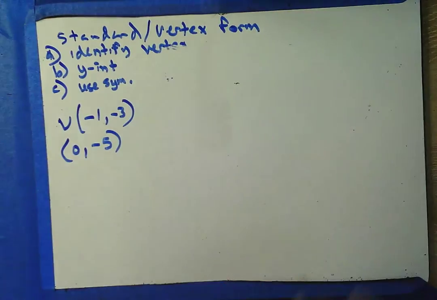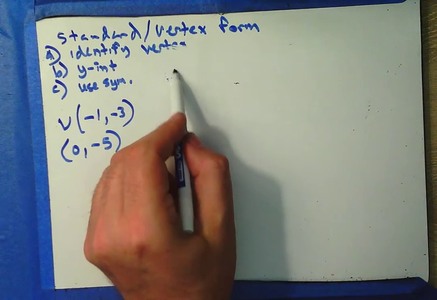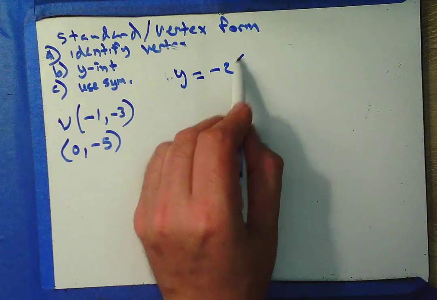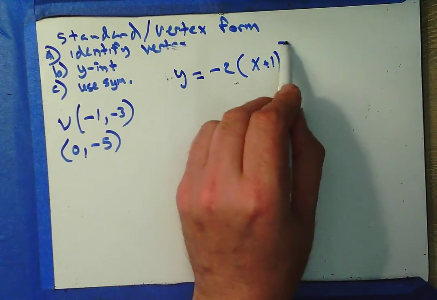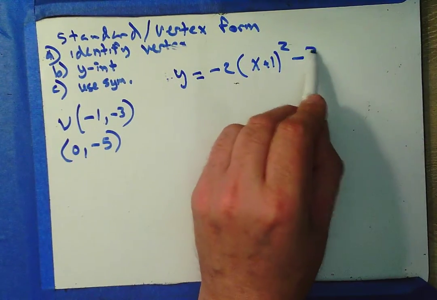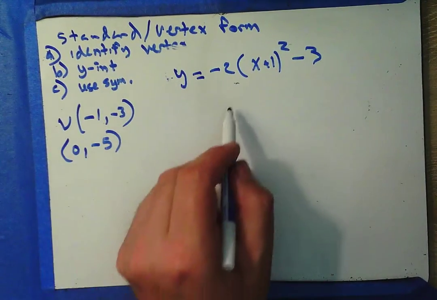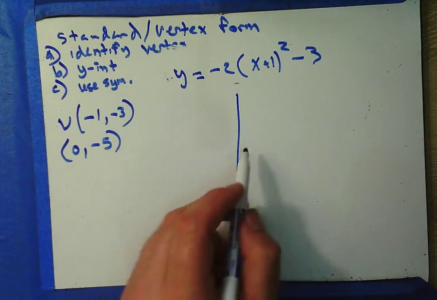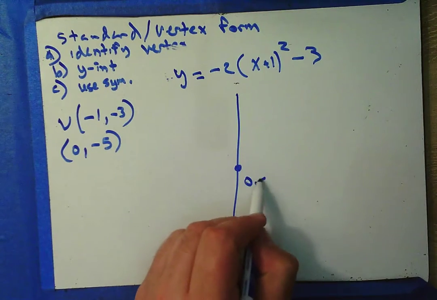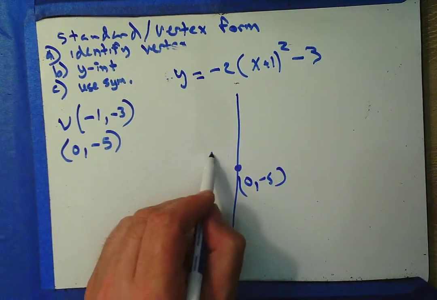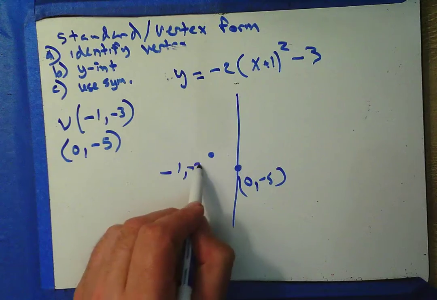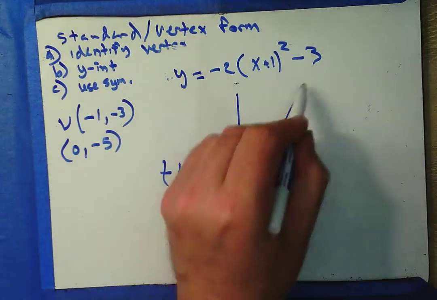Again, oh, I wish I hadn't done that. Let me write it down again. Y equals negative 2 times (x plus 1) squared minus 3. Okay. Again, I see a lot of students who graph this way. They say 0, negative 5. They say negative 1, negative 3, and then they graph this.